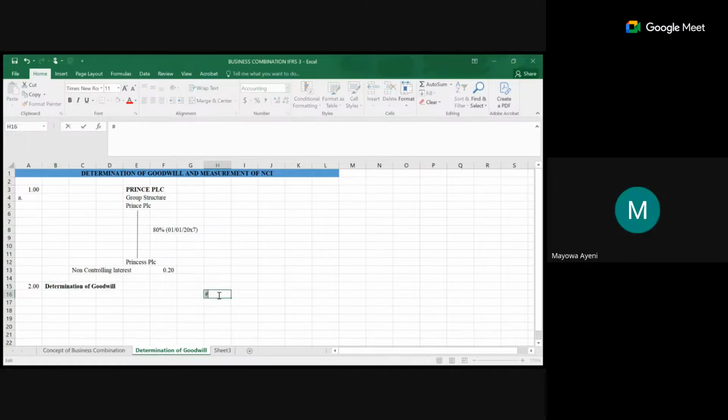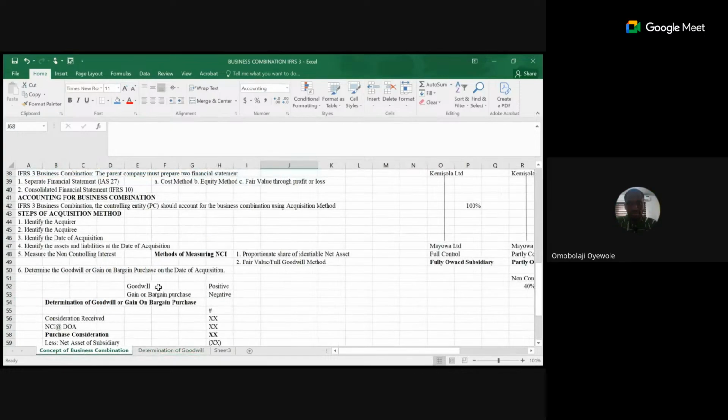They already told us the method to use, right? Yes, they told us. Determination of goodwill does not have a method. It's measurement of NCI that has a method. In the question, they've already told us that NCI is to be measured using what? Fair value. Proportionate share of identifiable net assets. That's the proportionate method.